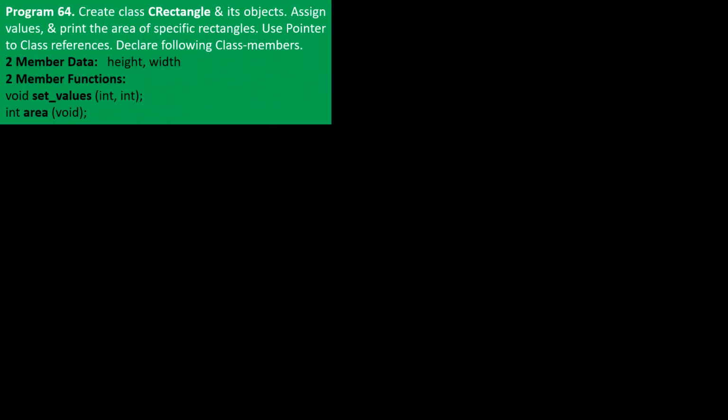Program 64. Create class cRectangle and its objects. Assign values, and print the area of specific rectangles. Use pointer to class references.